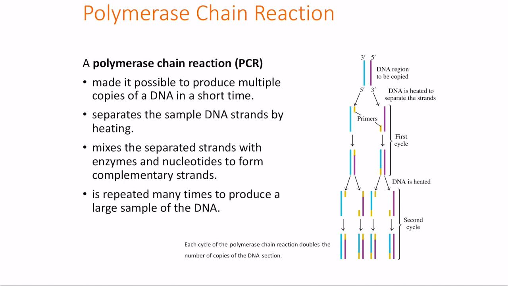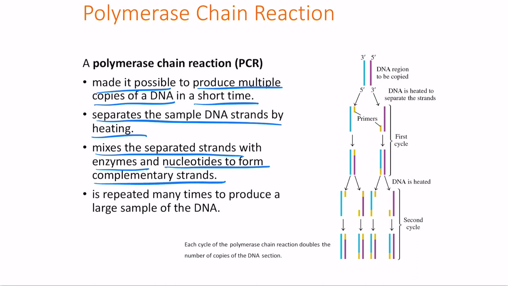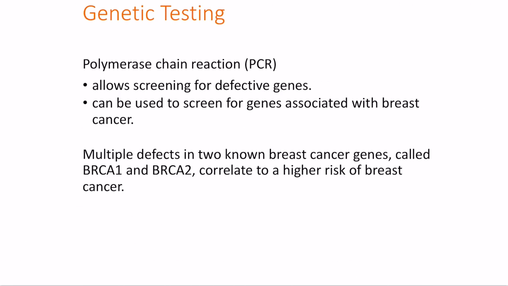And the next process that is used in DNA technology is PCR, or polymerase chain reaction. A polymerase chain reaction makes it possible to produce multiple copies of a DNA in a short time. It separates the sample DNA strands by heating first, and then mixes the separate strands with the enzymes and nucleotides to form complementary strands. If you repeat the process enough times, it can create a large sample of the DNA.